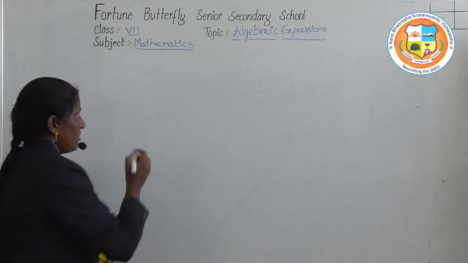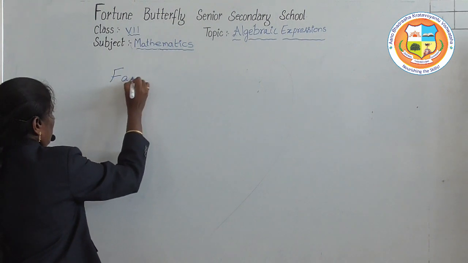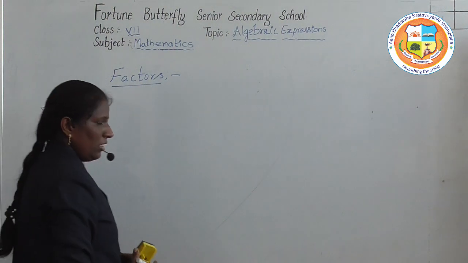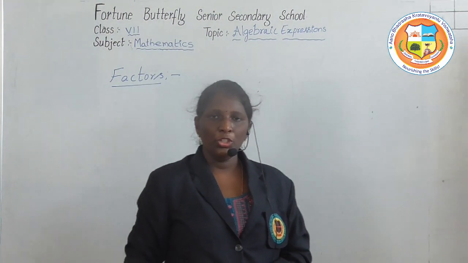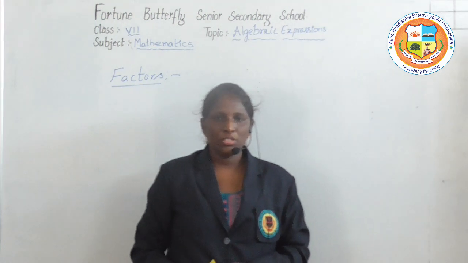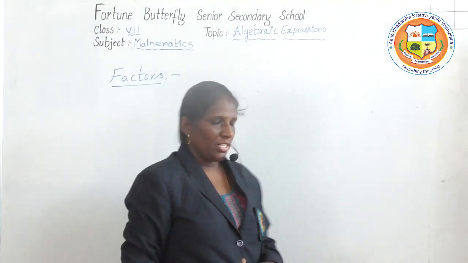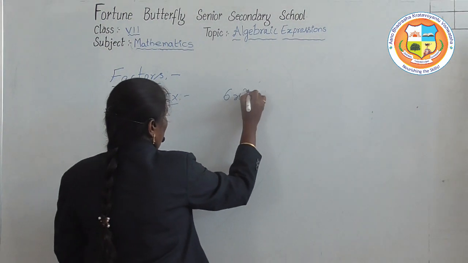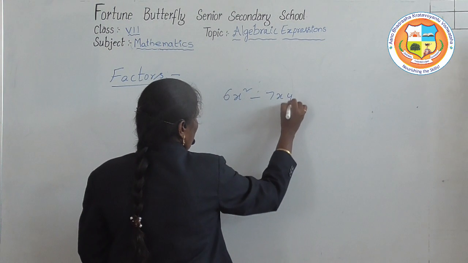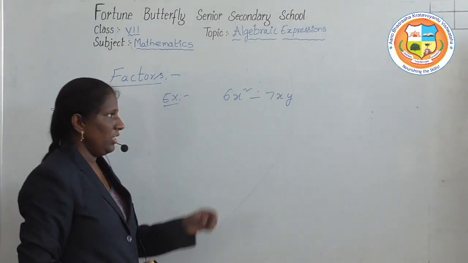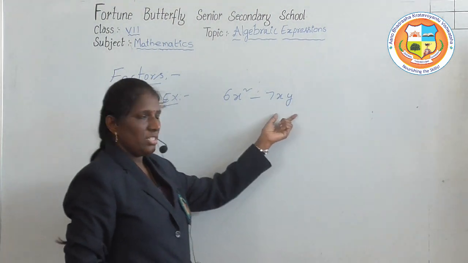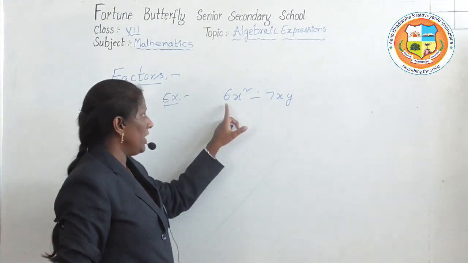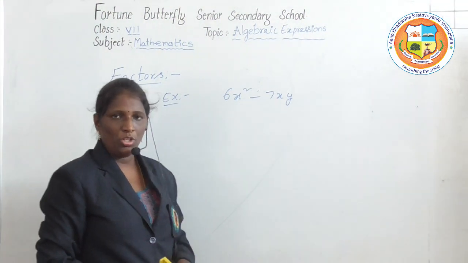Next one is factors. In a product, each of the numerical and variables is called factors of the product. For example, 6x square minus 7xy. This is one algebraic expression. 6x square is one term, minus 7xy is one term. Here x is the variable, here x and y are the variables, and here 6 is the constant, here 7 is also a constant.